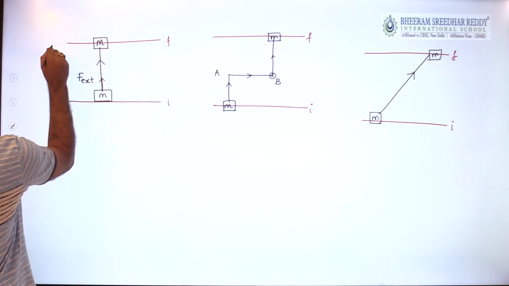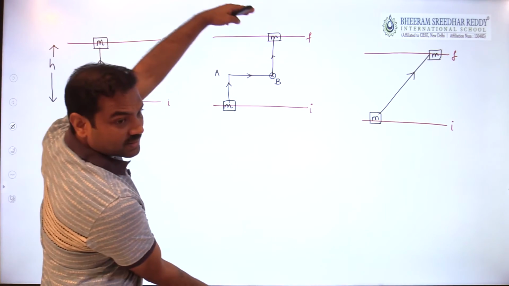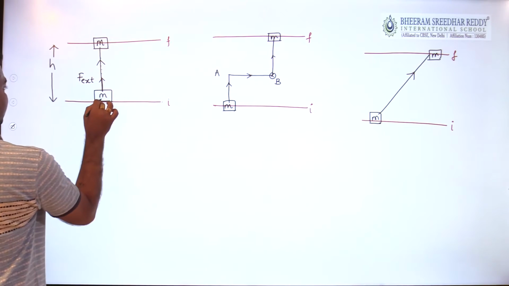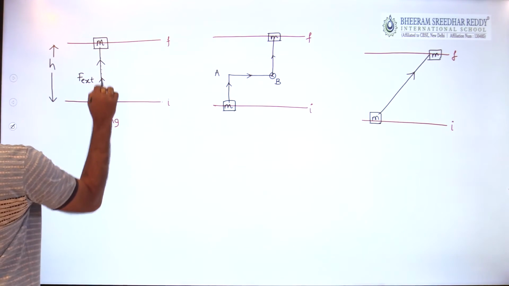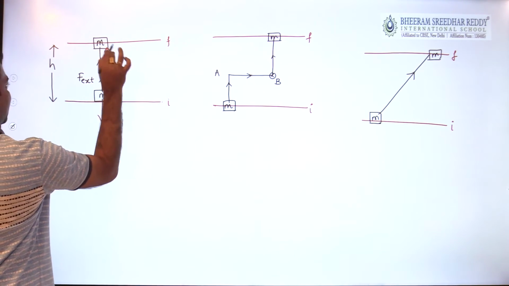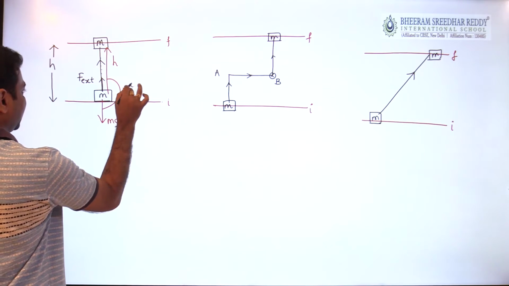The height difference is h. h is the height difference between the initial and final level. How will the mg force act? We require only the work done by mg. So mg is acting downward, and what is the displacement? Displacement is upward by what amount? h. Then the angle between mg and h is 180.